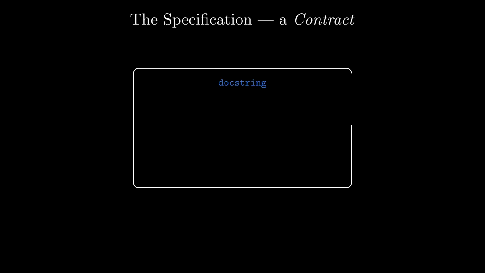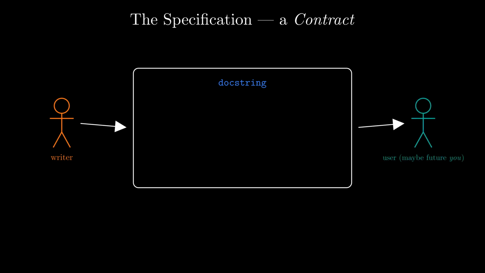The answer is the specification, also called the docstring. The docstring is a contract written by the person who creates the function for the person who wants to use it. That user might be a stranger, or it might simply be you, 6 months from now having forgotten how your own code works. The contract answers three questions.